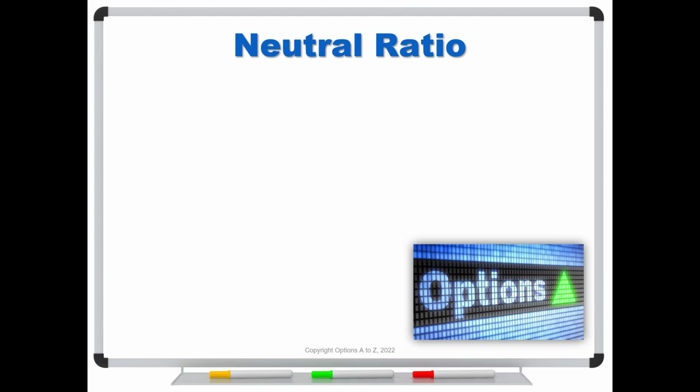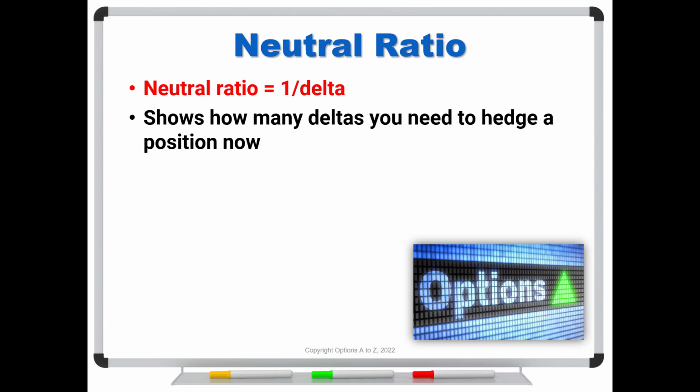So what is this? Well, again, it's very simple. It is 1 divided by your delta. And when I say delta, you need to put this in a decimal form. So just take out a calculator, punch in the number 1 divided by your delta, and that gives you the neutral ratio. And what it does, it shows how many deltas you need to hedge a position right now. Not at expiration, but right now.